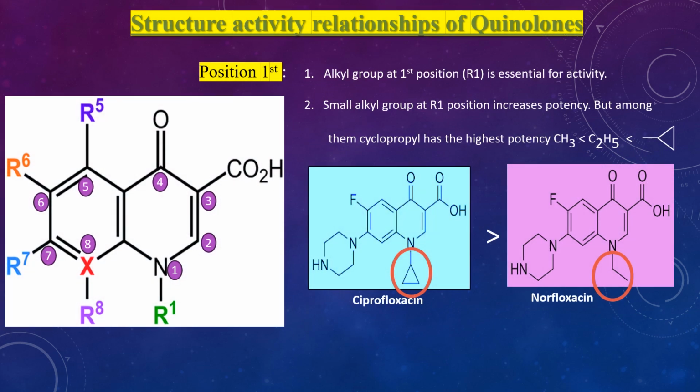Now we will discuss the structure activity relationship of quinolones. In the first position, an alkyl group is essential for activity. If the alkyl group is smaller, the potency is increased, but the cyclopropyl has the highest potency among methyl and ethyl groups. Seen in ciprofloxacin having a cyclopropyl ring system in the first position, or norfloxacin having an ethyl group present in the first position. Hence, cyclopropyl has the highest potency, so ciprofloxacin has higher potency than norfloxacin.